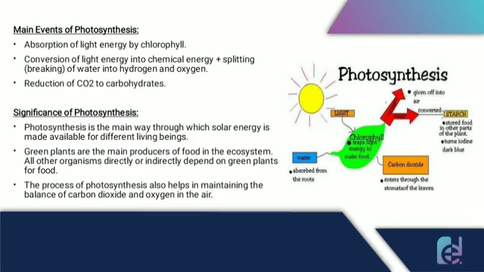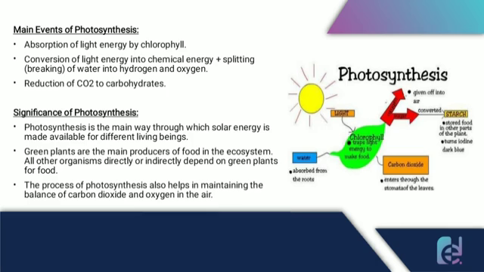So the next significance is green plants are the main producers of food in the ecosystem, and all other organisms directly or indirectly depend on the green plants for food. And the last point is, the process of photosynthesis helps in maintaining the balance of carbon dioxide and oxygen in the air. We all know that plants help in the purification of the air. How? Because they maintain the balance of carbon dioxide and oxygen in air.